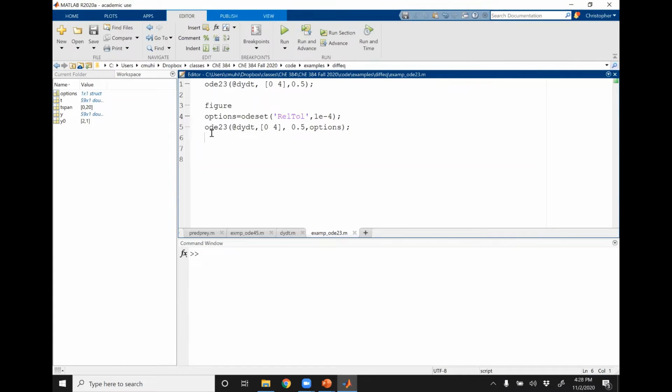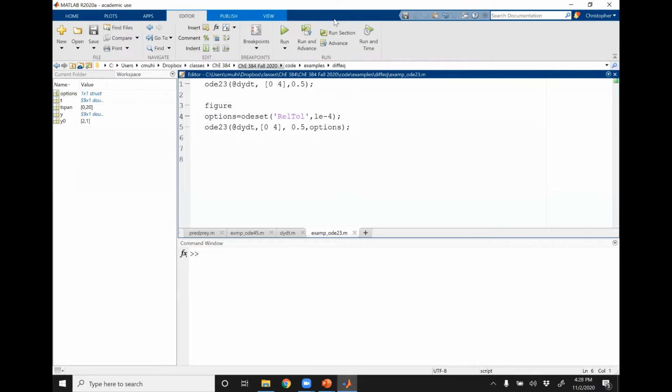I'm then going to do this again, but this time using the options set, where I'm setting the option RelTol, so relative tolerance, to 1e-4. This is one order of magnitude lower than the default, which is 1e-3. Then we're going to plot them again and see what we get. So let me run this.